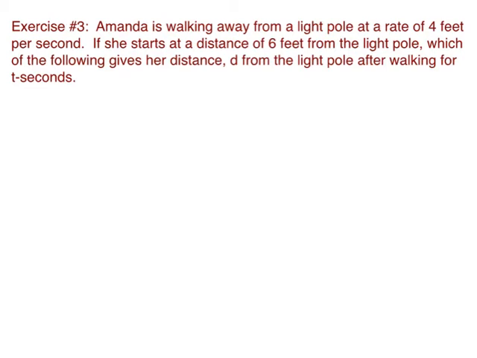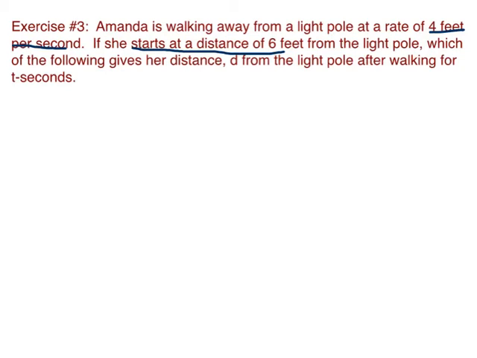We're going to skip exercise number 2. We're going to do that as a lab. So let's go ahead and look at exercise number 3. Amanda is walking away from a light pole at a rate of 4 feet per second. Underline key information, please. If she starts at the distance 6 feet from the light pole, which of the following gives her the distance d from the light pole after walking for t seconds? So this really stresses what we just talked about and understanding my y-intercept and my slope and what they actually mean in real life situations.